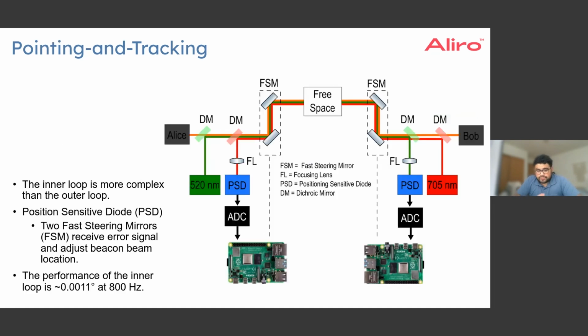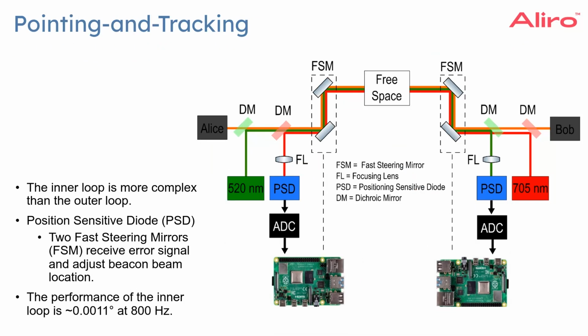In addition to the coarse control loop, we also do a fine control loop, and this one is a little bit more involved. In this control loop, we align Alice's signal, so the quantum signal from Alice, with, if we go from left to right, a 520 nanometer laser by using a dichroic mirror. We align them to each other, and then we send that signal through two fast steering mirrors labeled FSM here. These fast steering mirrors are able to be controlled by the Raspberry Pi, and they're able to move and change the direction of the now combined quantum signal and the 520 nanometer laser.